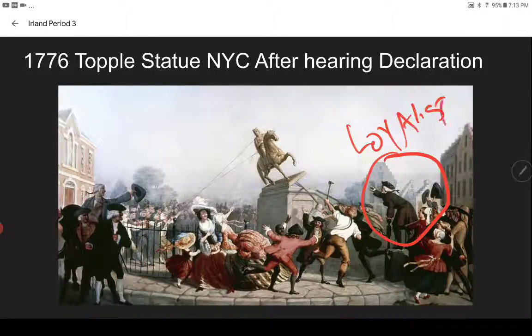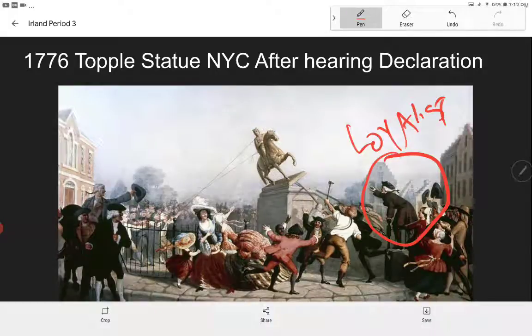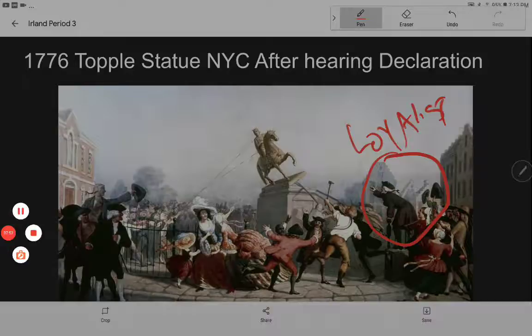Not everyone is into this. So the nation is still divided. There are people who believe that we should remain loyal to the king. And then you have patriots who are saying, no, we need to get out of here. And that is where we are going to end. We're going to look at the American Revolution and its effect more in the next speech. Sorry, this went a little long.